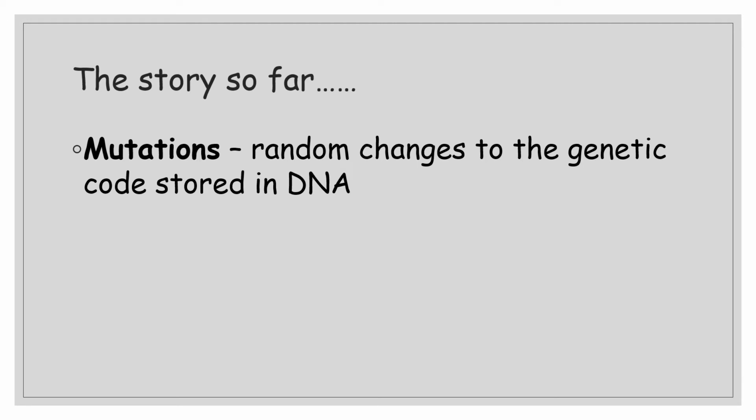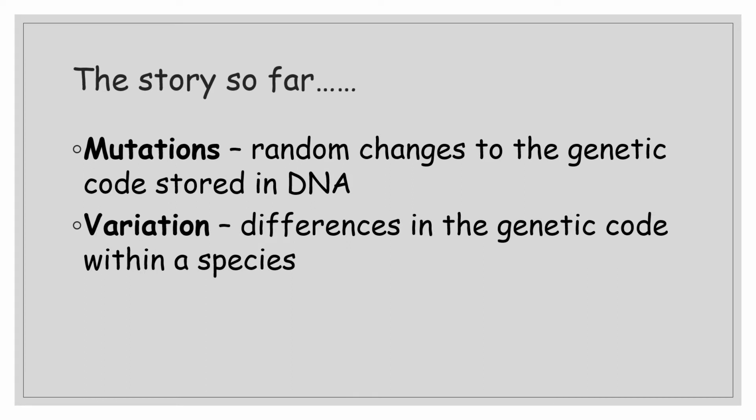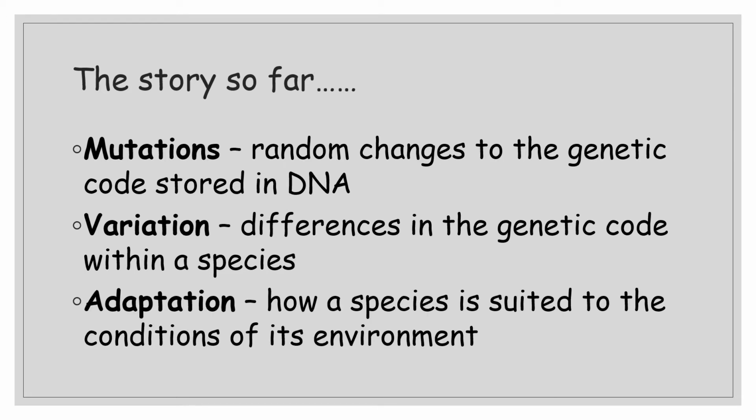So in the first half of Key Area 3.6 we looked at mutations, and they were defined as random changes to the genetic codes stored in DNA. We also looked at variation, so we know that there's differences in the genetic codes within a species, whether that's humans, other animals or plants. And adaptations are how a species is suited to the conditions of its own environment.